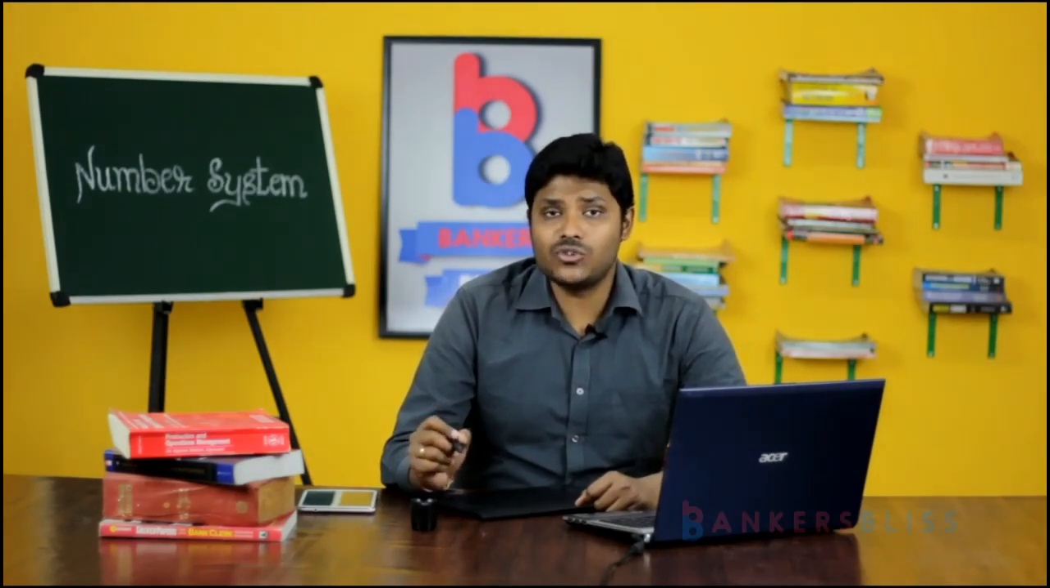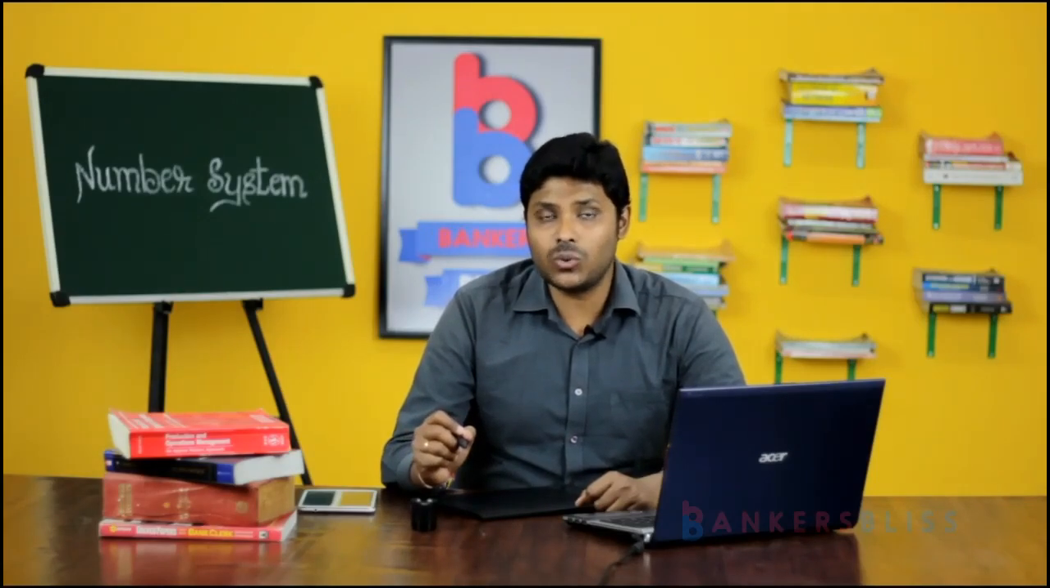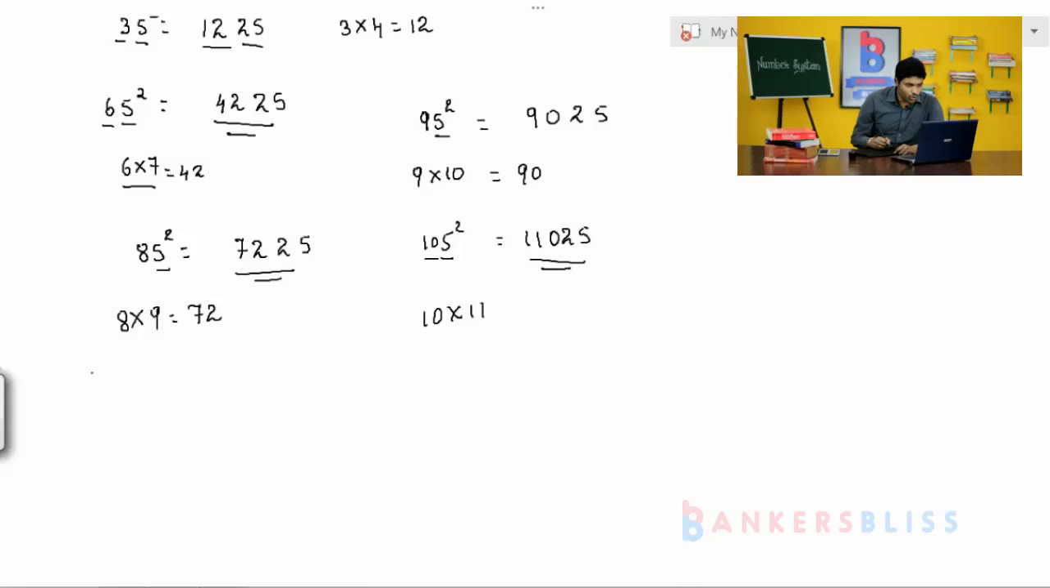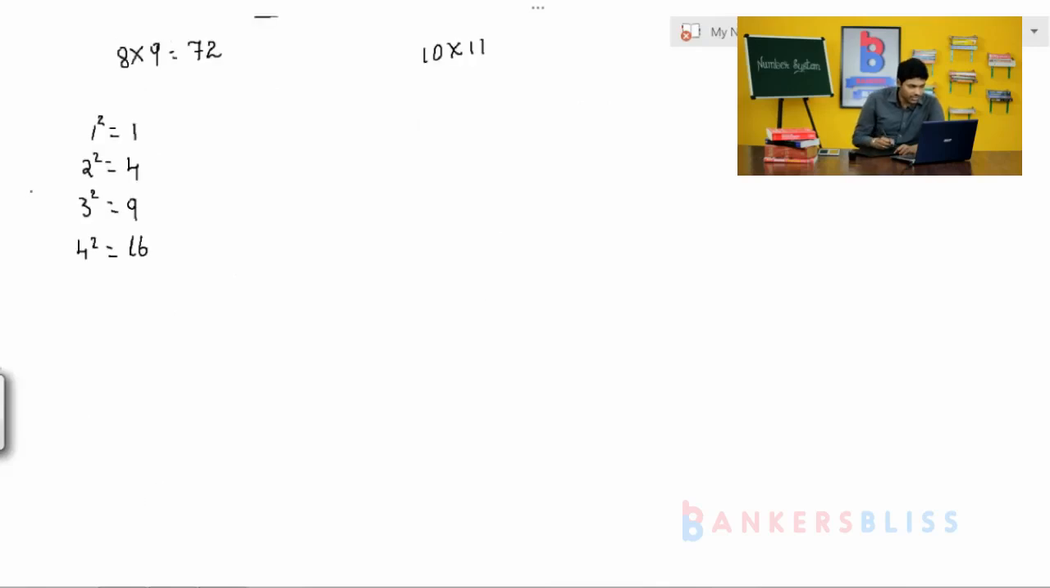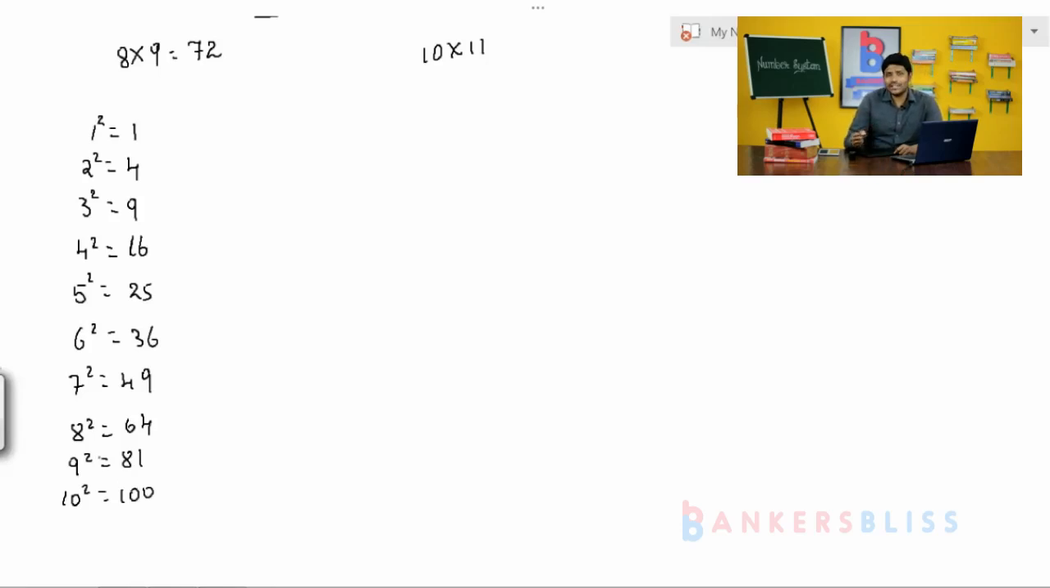See guys, one thing you have to remember always, from 1 square to 25 square you should learn. See here, what do you mean by 1 square? That is 1. Next, 2 square, 4. 3 square, 9. Next, 4 square, 16. Next, 5 square, 25. 6 square, 36. 7 square, 49. 8 square, 64. 9 square, 81. Next, 10 square, 100. So you have to learn like this till 25.